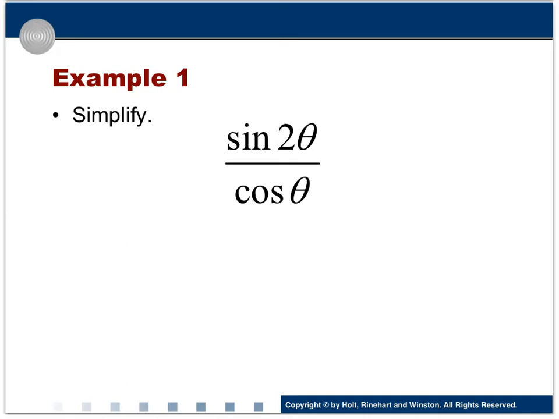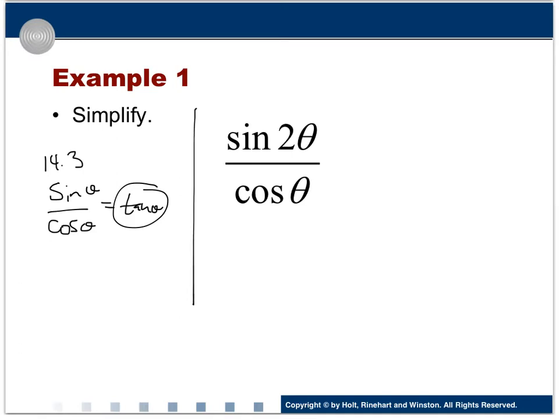With new identities. So you'll notice, for example, in section 14.3, this would be sine of theta over cosine of theta. And you say, oh, okay, well that's the same as tangent, right? Well, now we've got the same idea here, but now we have more things that we can work with and substitute. So I know my formulas, and so I know that sine of 2 theta is the same as 2 sine of theta times cosine of theta.